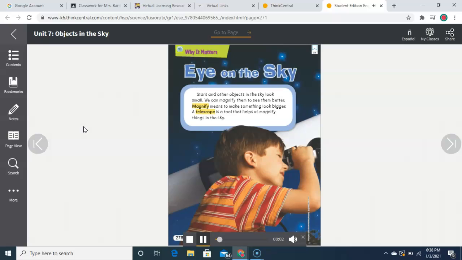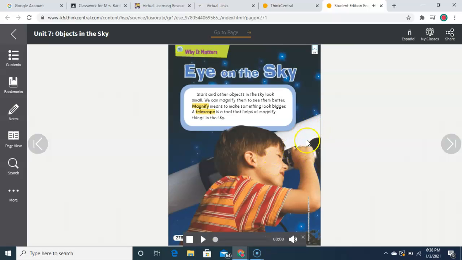Why it matters. Eye on the sky. Stars and other objects in the sky look small. We can magnify them to see them better. Magnify means to make something look bigger. A telescope is a tool that helps us magnify things in the sky.